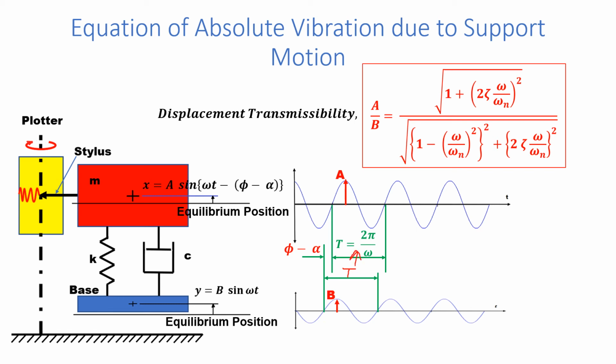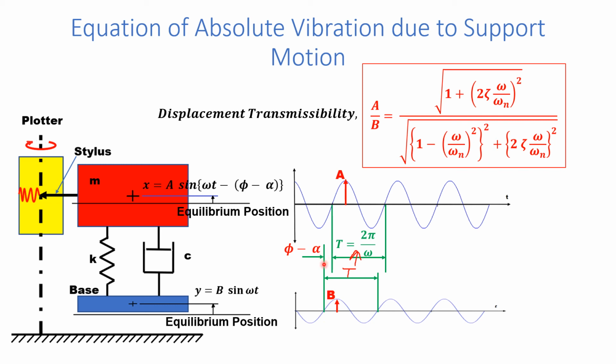The only thing is, when the base is vibrating, the mass will also vibrate, and absolute vibrations have been noted, governed by the equation x equals A sine(omega t plus phi minus alpha). So this will be the solution. A is the amplitude of vibrations of the mass, the absolute movement of the mass with respect to a common datum. The time period is the same as for the base movement, and the phase difference is phi minus alpha, relations we had derived previously.